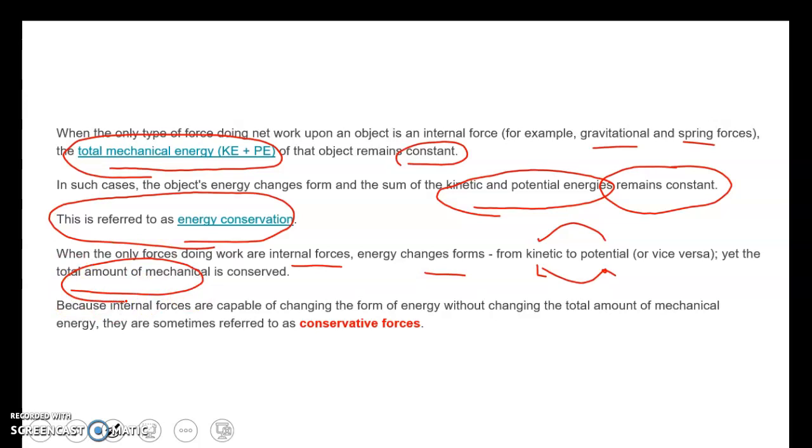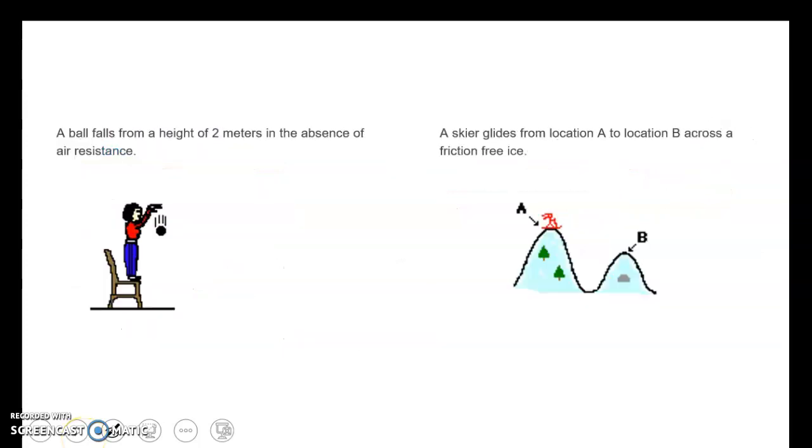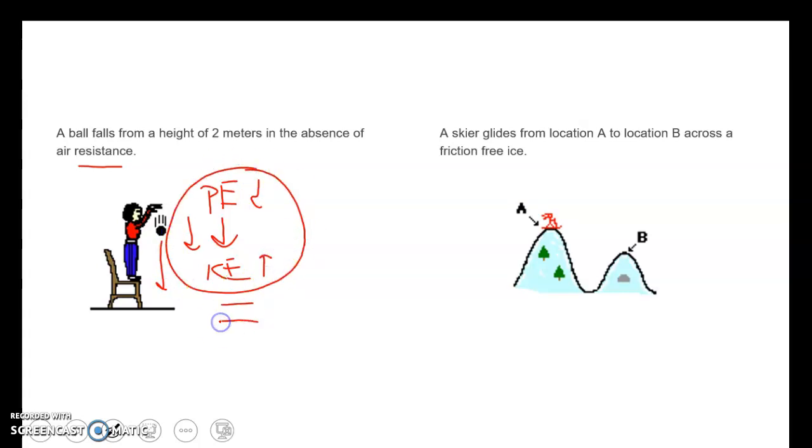Because internal forces cause conservation of total mechanical energy, we call those conservative forces. Okay, so you have non-conservative and conservative forces. So here's an example. We got a ball at 2 meters and it starts to fall. At the top we have potential energy. That potential energy is getting converted into kinetic energy. Okay, if there was air resistance, then we'd have something to talk about with work, but there's no work being done. So this is strictly potential to kinetic, because as it drops, it's going to go faster. And as it gets closer to the ground, potential decreases while kinetic increases, but total energy stays constant.